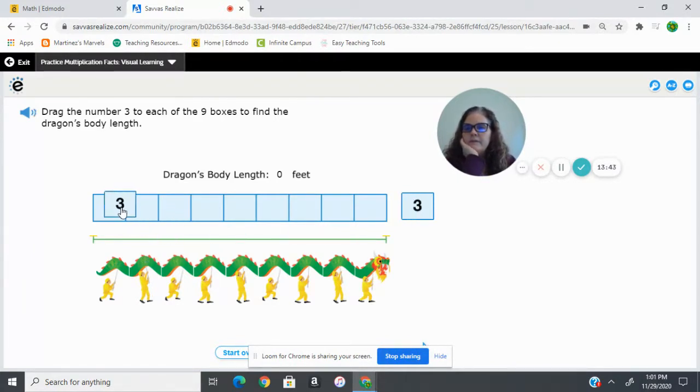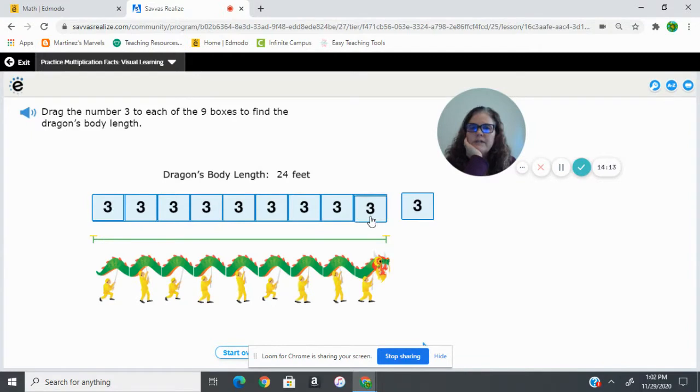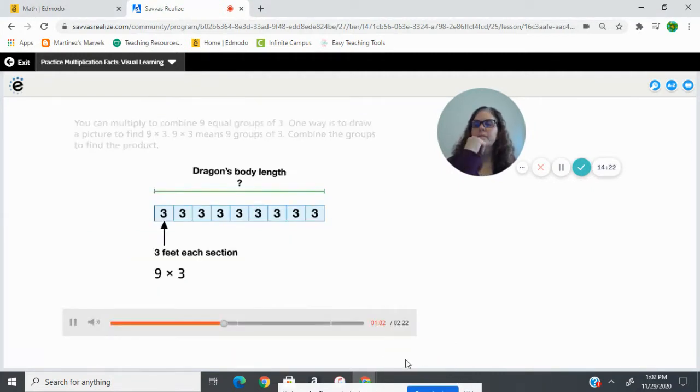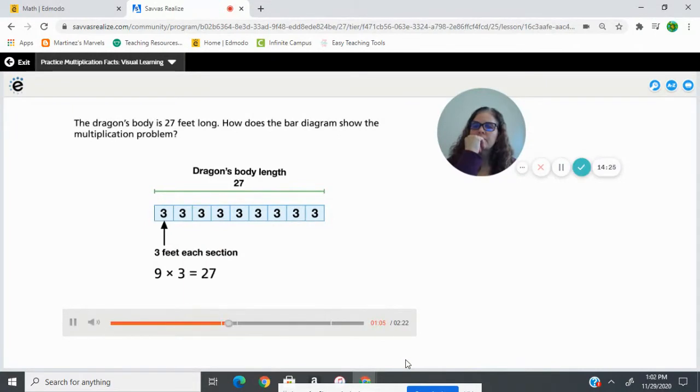Okay, so we have 3, 6, 9, 12, 15, 15 plus 3, 18, 21, 3 more, 24, 3 more, 27. All right. Let's see if I can move this logo out of the way. There we go. The dragon's body is 27 feet long.